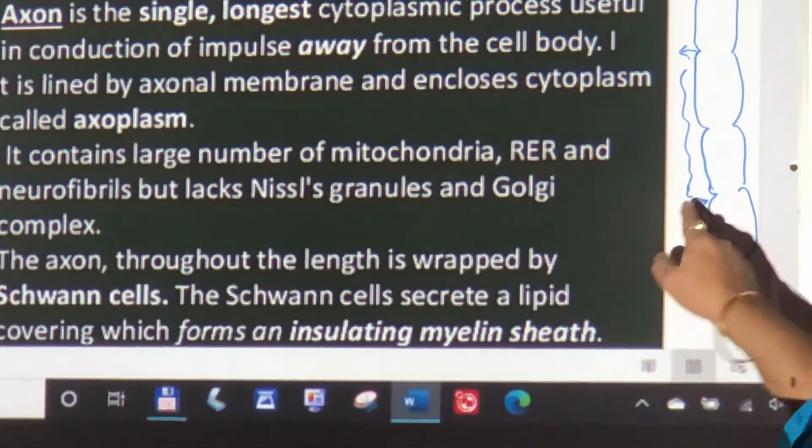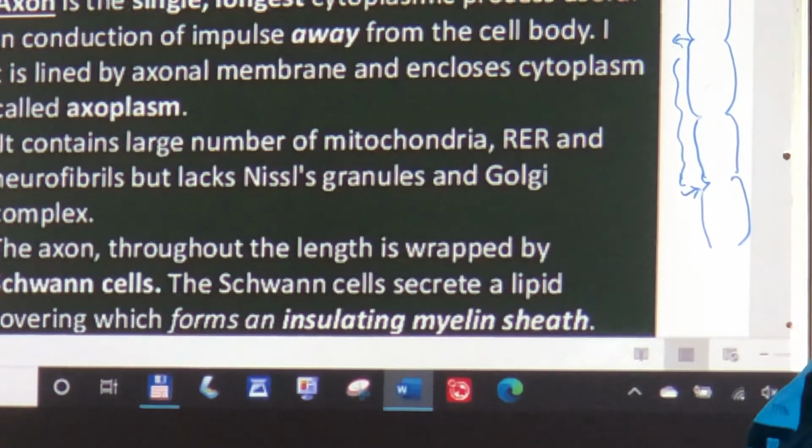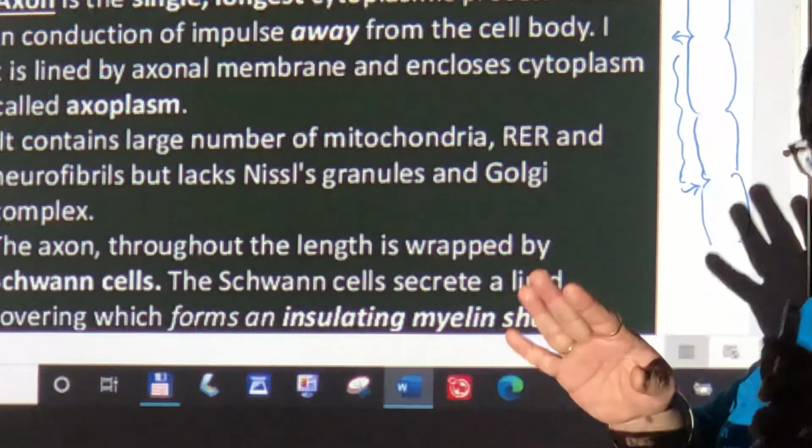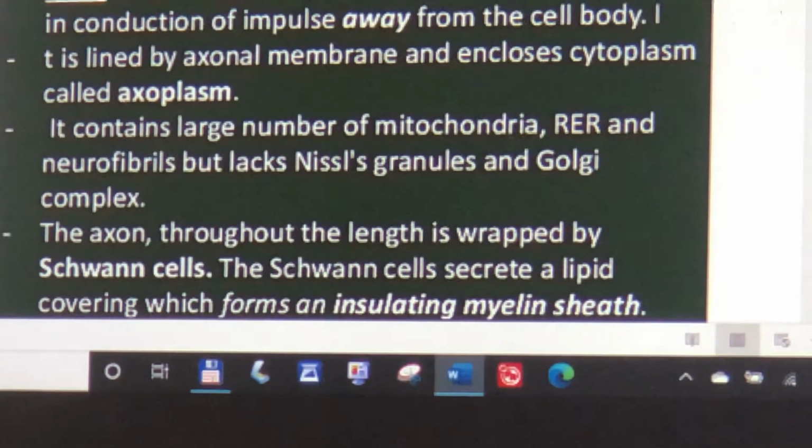So the body has left these nodes of Ranvier also. Okay, and nerves stop myelinating after some time. Okay, you can live with it. So these are the things in it.